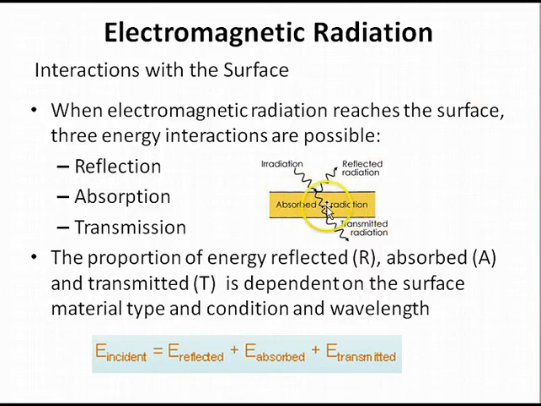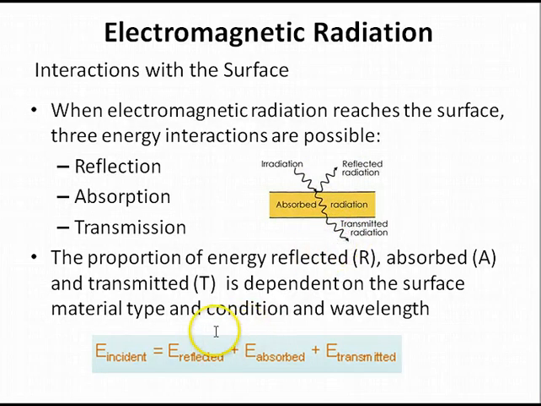So here's the surface material, and here are your wavelengths. We call this incoming radiation irradiation. The irradiation can either be reflected back, and we call this radiated back. It can be absorbed by the surface material, or it can be transmitted through the surface material. The ratio of how much each of these interactions occur is dependent upon both the nature of the surface material, but also the wavelength. So different wavelengths will be reflected or absorbed or transmitted in different proportions for even the same material.